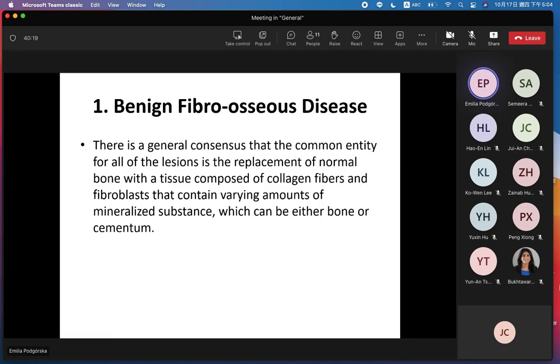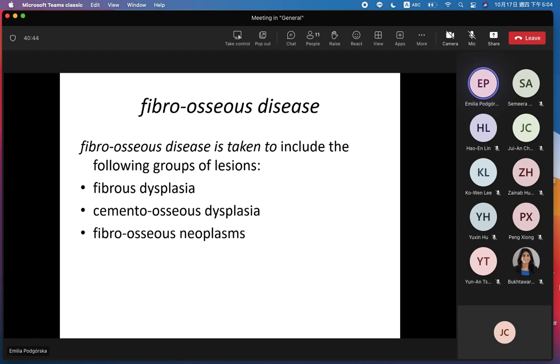So we have benign fibro-osseous disease. There is a general consensus that the common entity for all of these lesions is the replacement of normal bone with a tissue composed of collagen fibers and fibroblasts that contain varying amounts of mineralized substance, which can be either bone or cement. Fibro-osseous disease is taken to include the following groups of lesions: fibrous dysplasia, cemento-osseous dysplasia, and fibro-osseous neoplasms.